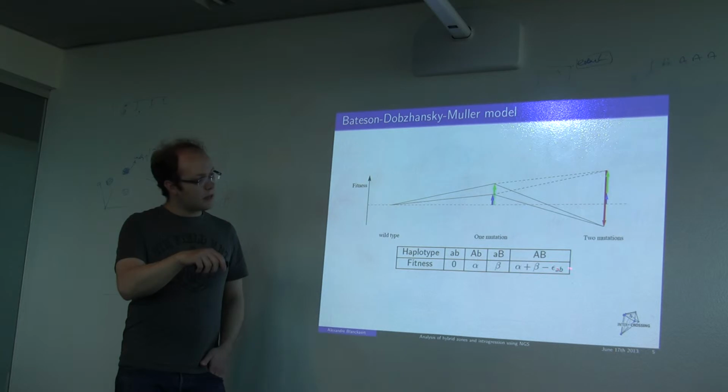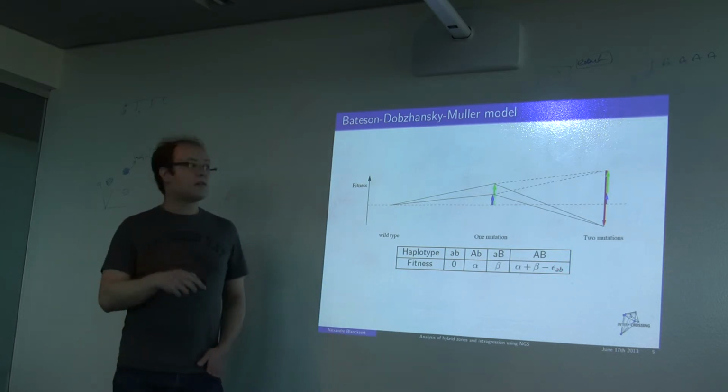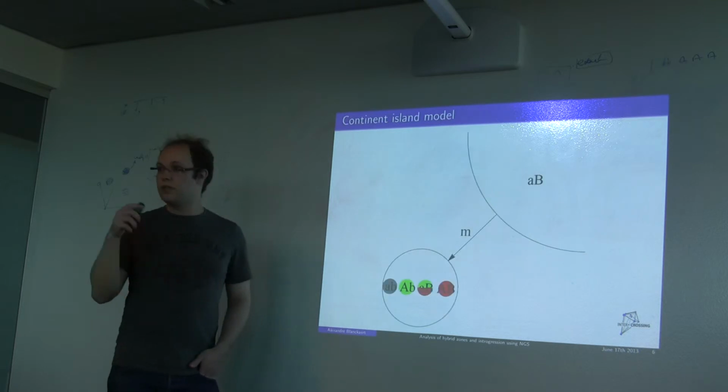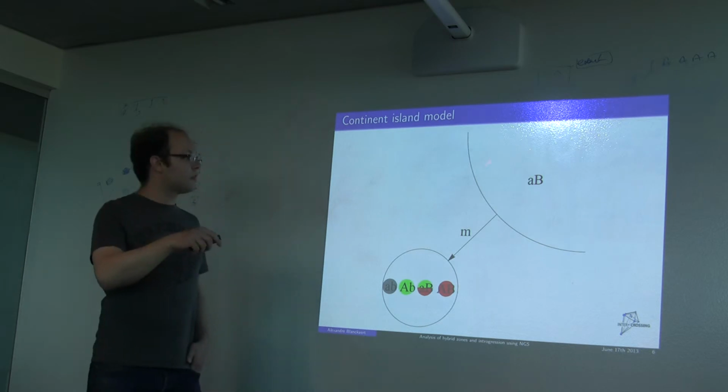You have this epistatic term here that appears, that produces strongly this thickness. And we are using a continent-island model to represent these things. And this is what we are studying. So now you just look first at the continent here.